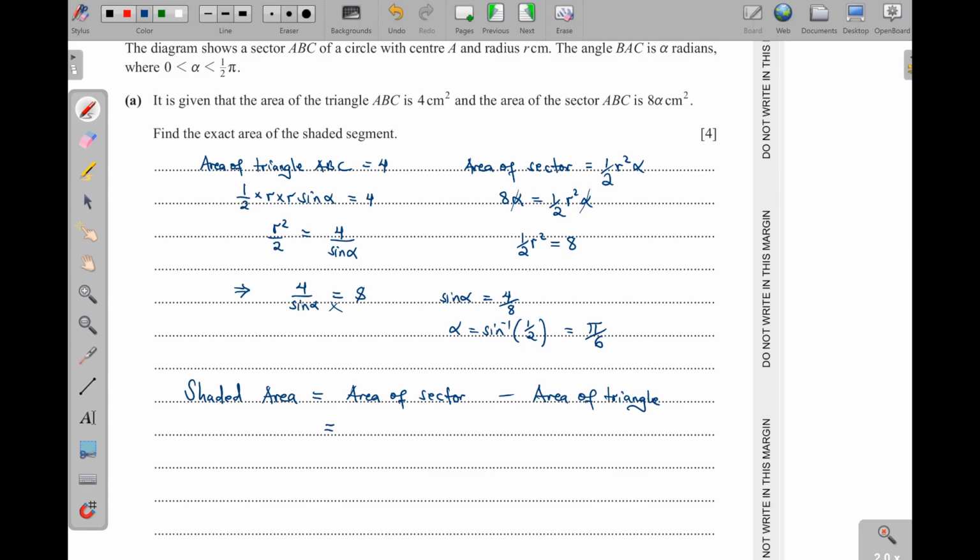Area of the sector, what is area of the sector? Was given as 8 alpha. Are we there? So we shall have 8 then times our alpha, which is pi over what? 6, minus area of the triangle, which is actually 4. It was given as a 4 here. So simplified by 2, 4, then by 2, 3. I can just leave my answer there, just like that. Centimeters what? Squared. If you want, you can put, no. Actually, they said exact area. So don't put your answer to 3 significant figures.